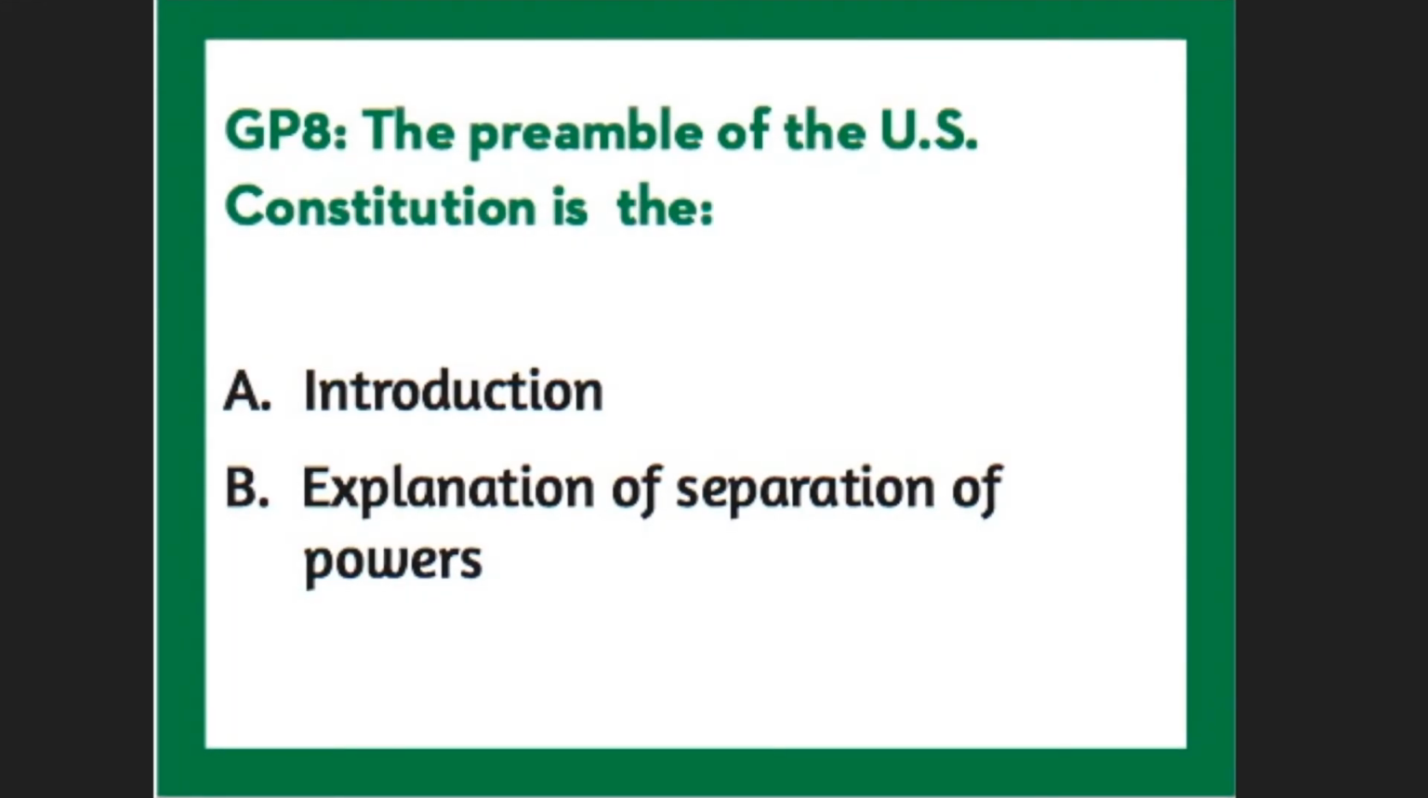The preamble of the U.S. Constitution is the A, Introduction, or B, Explanation of Separation of Powers. I'm going to read that again. The preamble of the U.S. Constitution is the A, Introduction, or B, Explanation of Separation of Powers. Okay, I'm going to give you guys a minute.